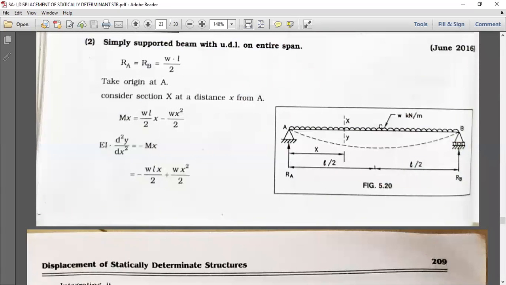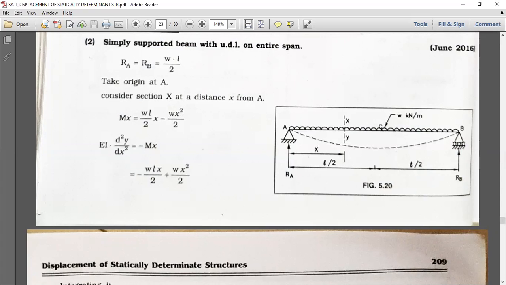Take a section somewhere in the beam at distance X from point A. Now find MX. MX is equal to the moment at X, which is equal to W L by 2 into distance X minus W L square by 2. But in this case we have L is equal to X, that's why W L square by 2. Finally, we have MX. Now integrate it.